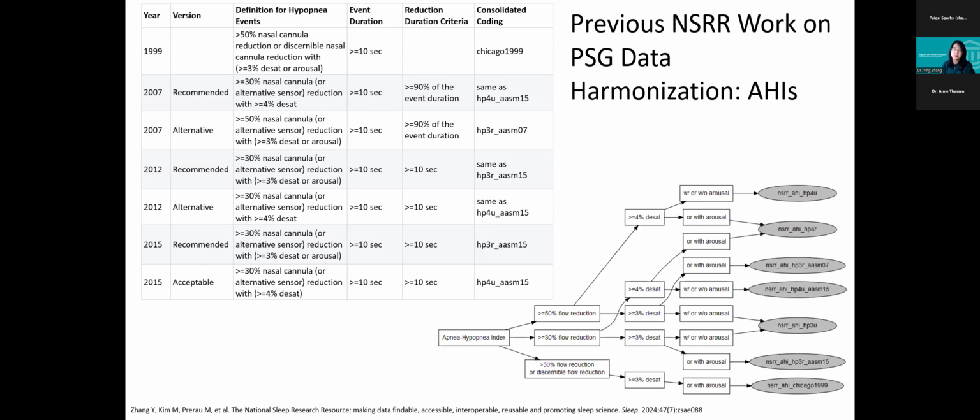We also incorporated our previous work on harmonizing polysomnography data, especially AHIs. The table here tries to summarize the key differences in the hypopnea definitions over the years based on the ASM guidelines. The diagram visualizes the key varying components for those AHI definitions. Even though we started with just AHI as our main term, we ended up having 7 versions of AHIs, and that code is what we ingested into the AI pipeline. All this work was published in the journal Sleep in 2024, if you're interested in more details.